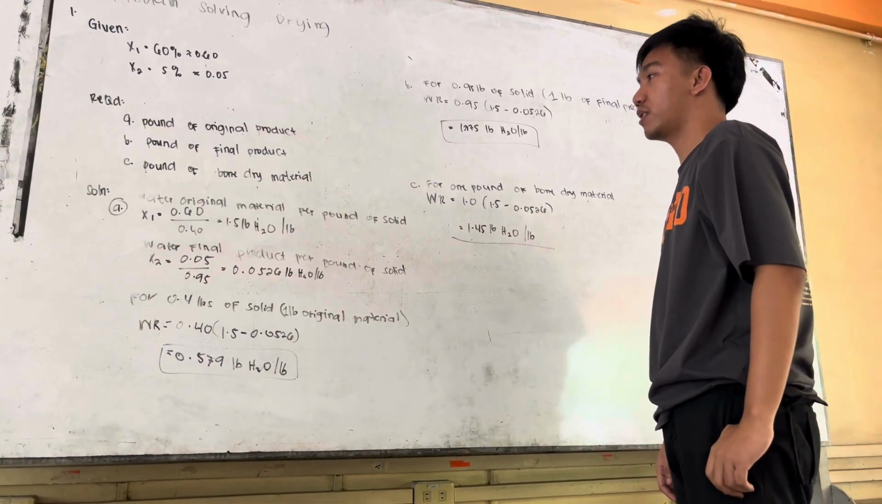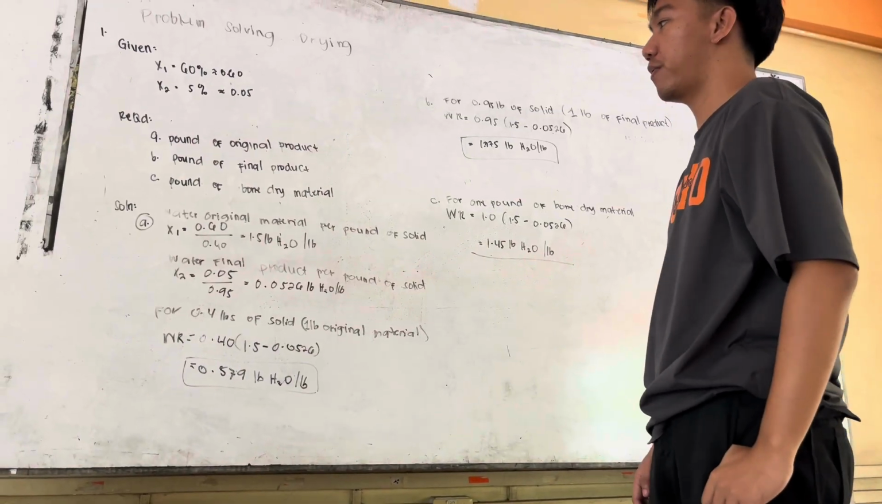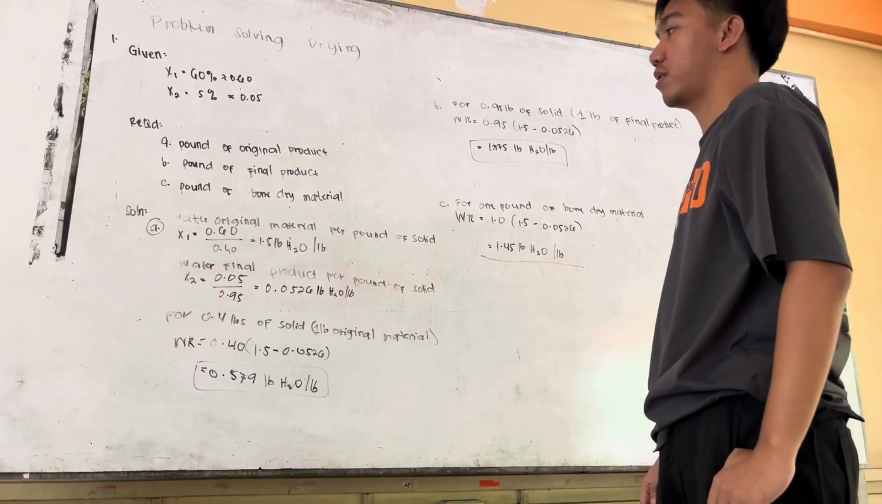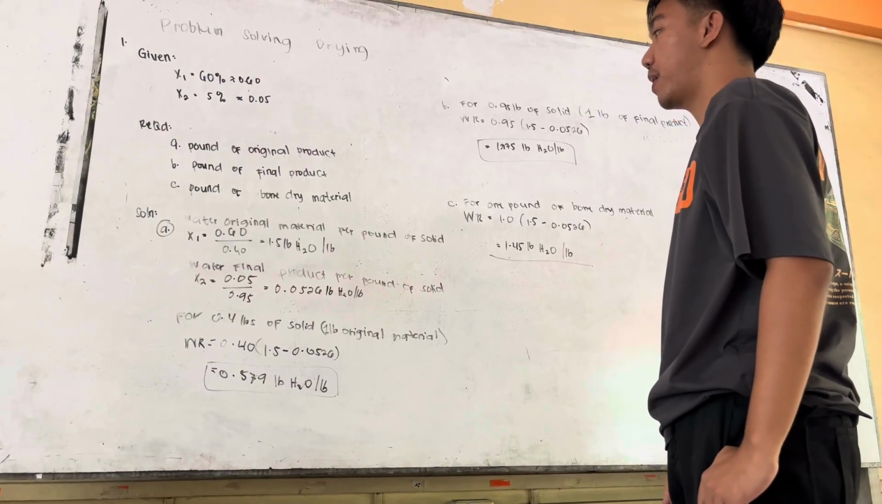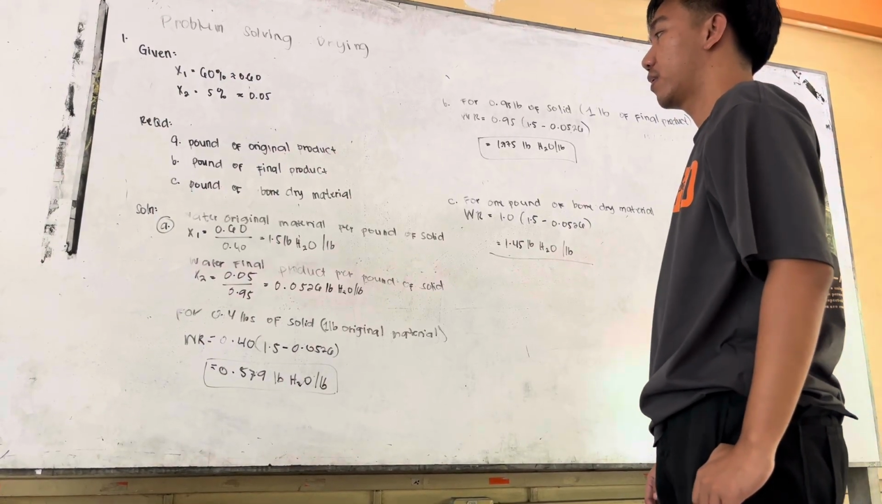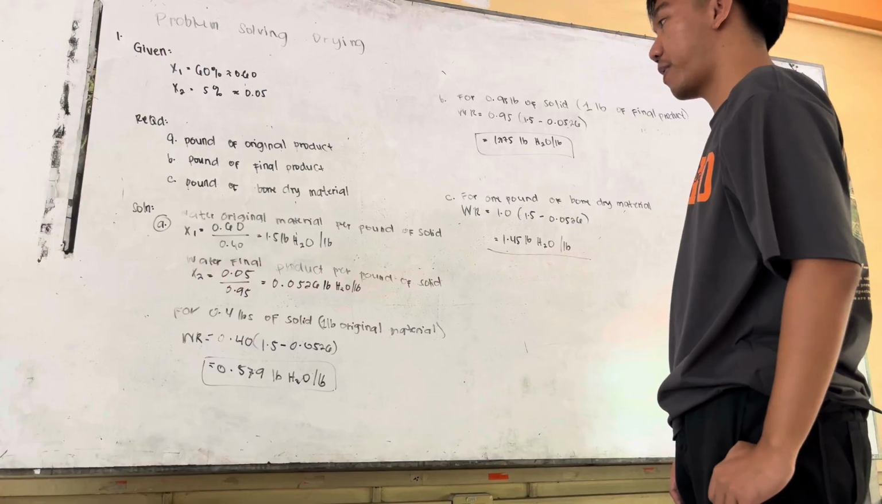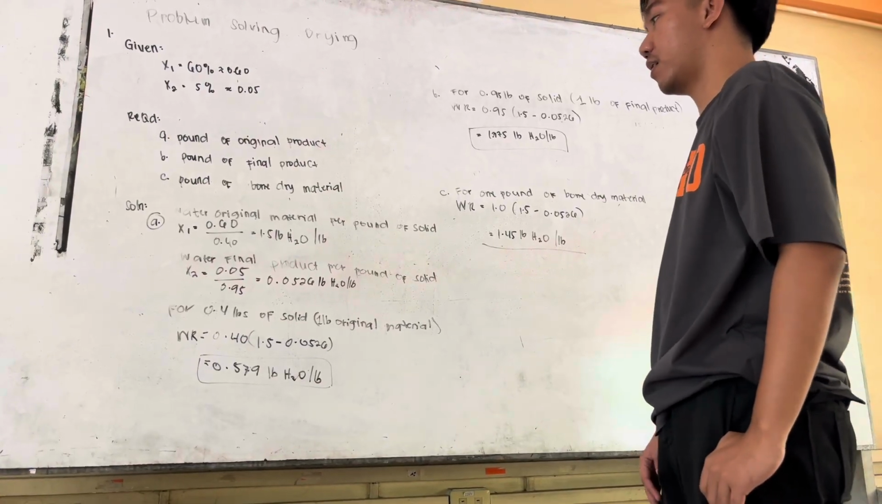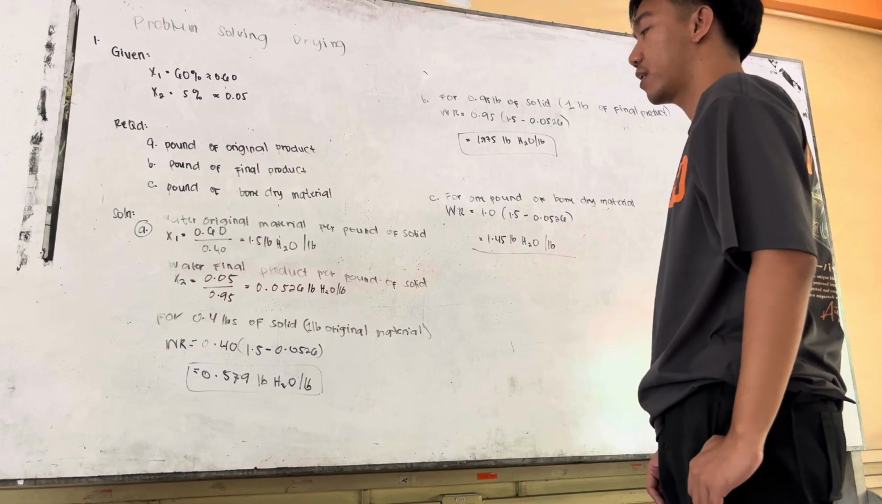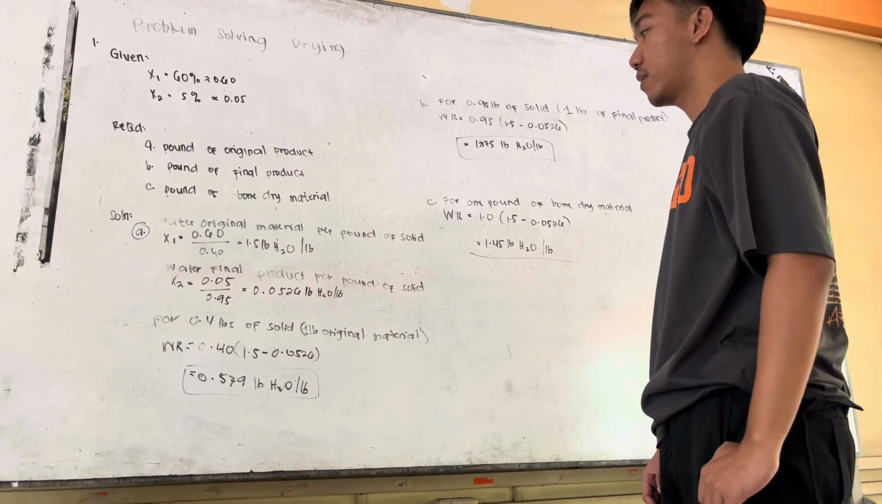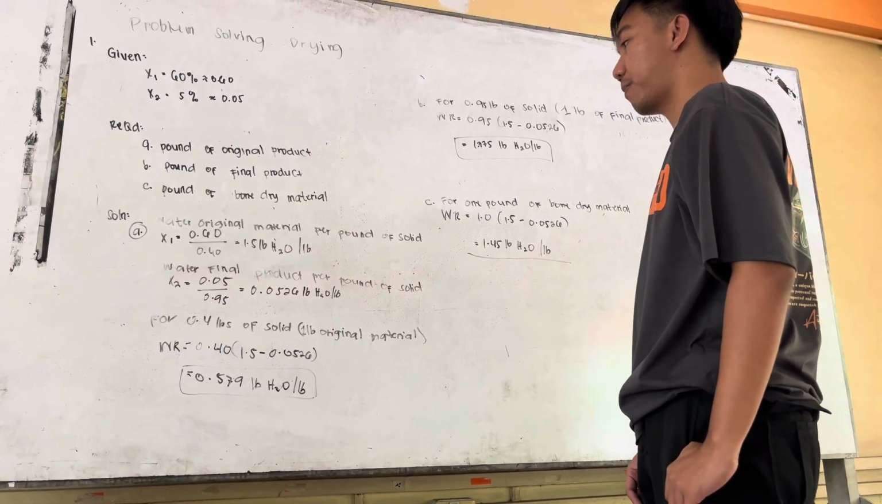So for our original product, we have the formula x1 equals 0.6 over 0.4, and we will have 1.5 pound per pound of original product. And for the final product, we have x2, which is 0.05 over 0.95. We will have 0.0526 pound water per pound.